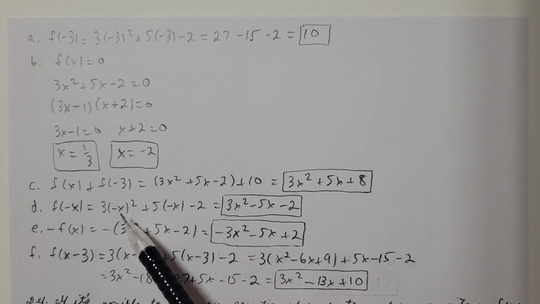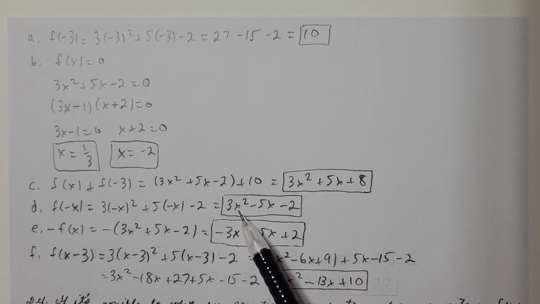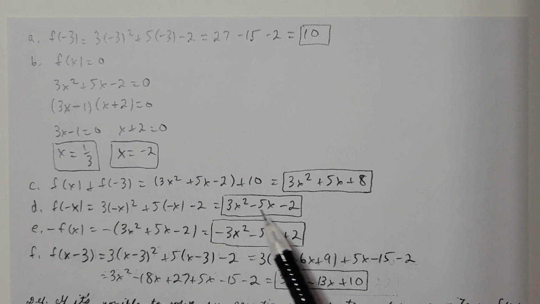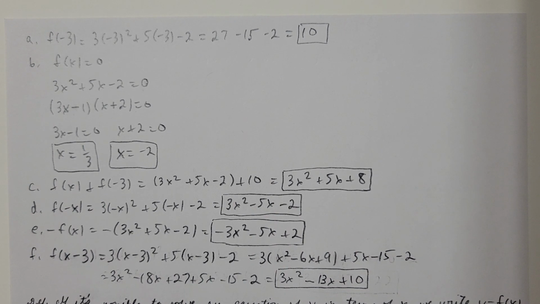Right? So I got negative x squared with the parentheses, that's x squared. There's a 3 in front of that, so it'd be 3x squared leading off, minus 5x minus 2. Okay, I'd circle that answer there. Now that's going to be different from what I'm asking for in part E.